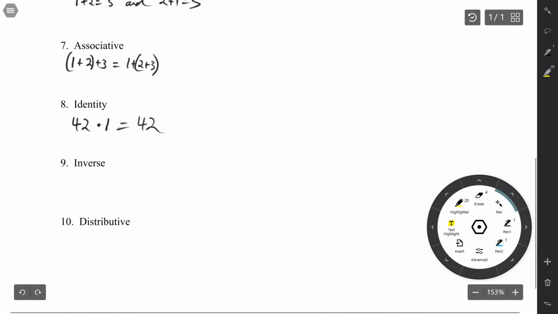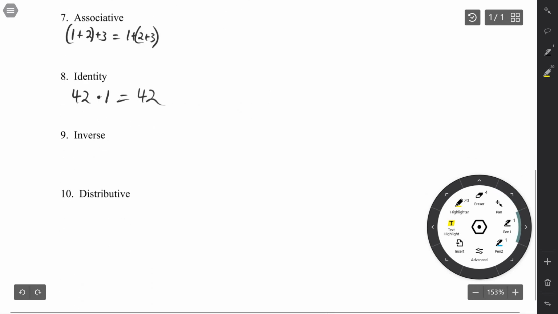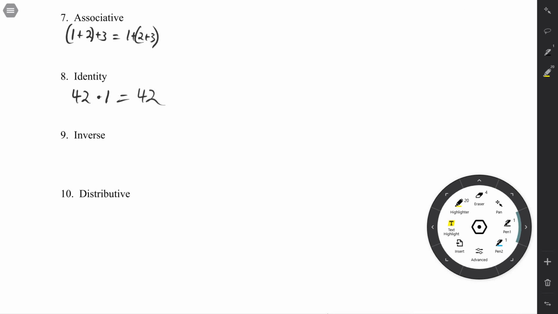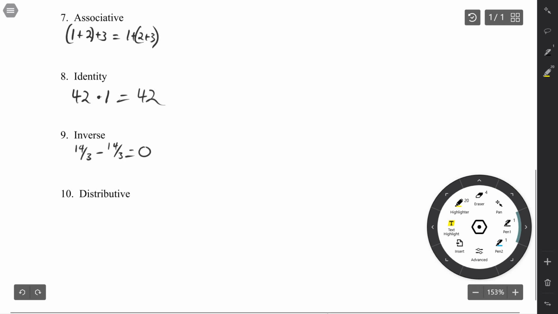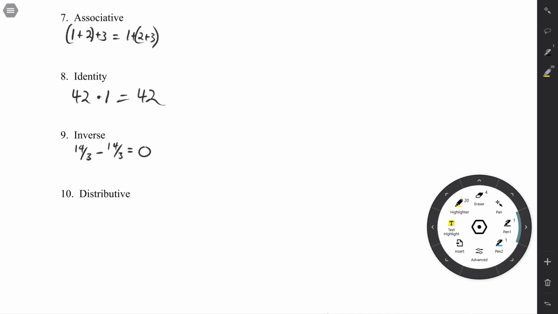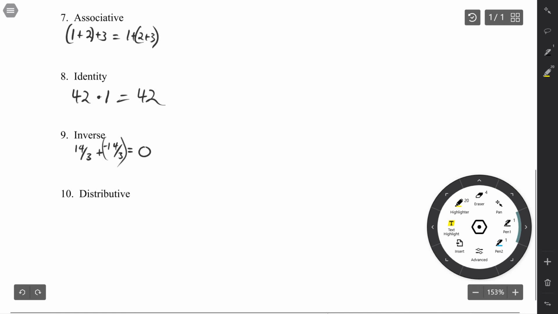The inverse property, let's use addition for this one because the example that we used above was multiplication, getting down to 1. But the inverse, with addition, it goes down to 0. So let's see, 14 over 3 minus 14 over 3 equals 0. And this might look like we're using multiplication because we have fractions in here, but 14 over 3 is just a real number subtracted or added to the negative of itself. That's going to equal 0. But it can be written just like that.